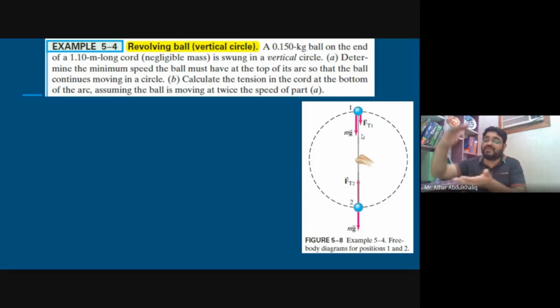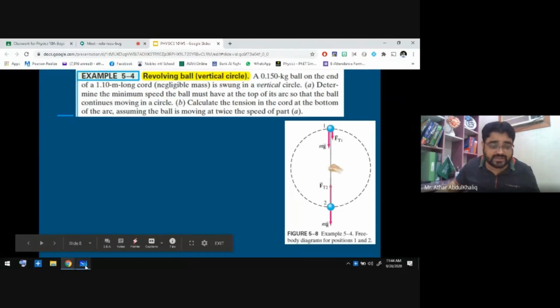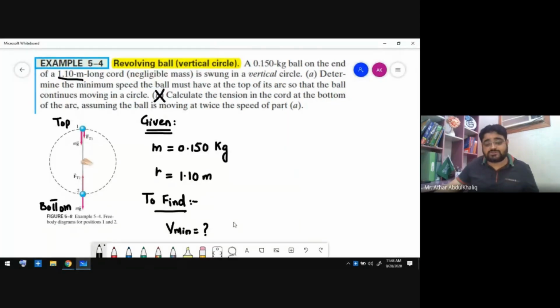So the question says, find out the minimum velocity at which the ball keeps on rotating in the circular path. It means that string tension will be minimum at that point when the speed is minimum. If speed is more, tension in the string is more. So keep in mind that if you are trying to find minimum speed, the tension in the string will be minimum at that point. Now get back to the solution part.